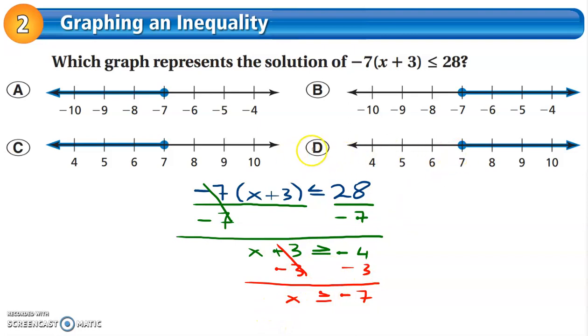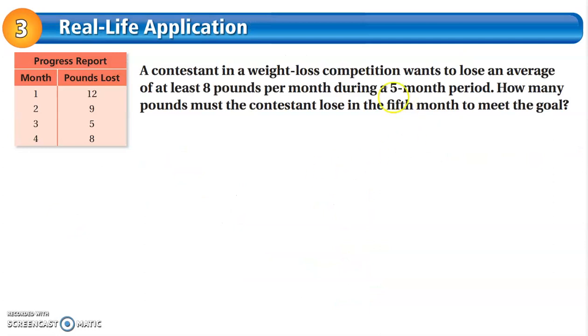So let's find negative 7. That means this one's already out of the question. This one's out of the question. Greater than or equal to, that's all these values. So the answer is B. Okay, here we have a word problem. Real life application. When will I ever use this?